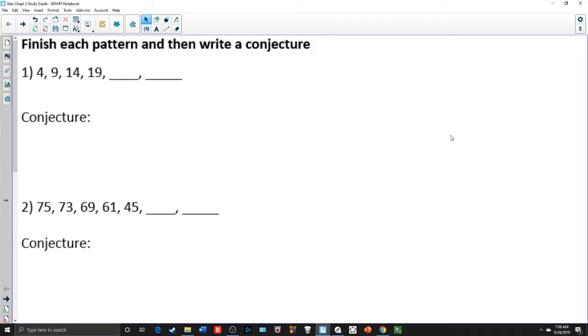So this is the study guide for Chapter 2 Test in Geometry. We're just going to go through all the problems here, hopefully describe how to do each one so that there's nothing that surprises you on your test. So we'll start with the conjecture ones.